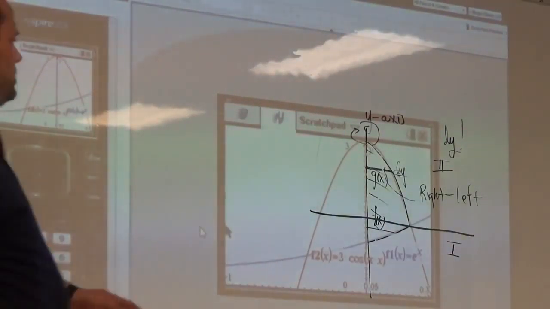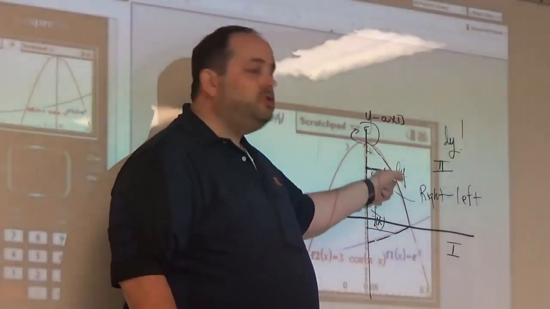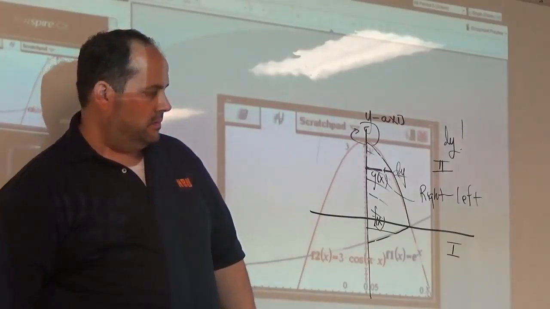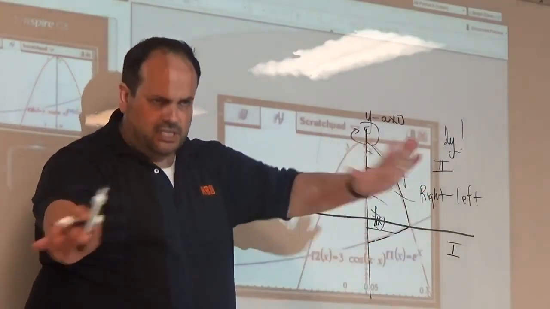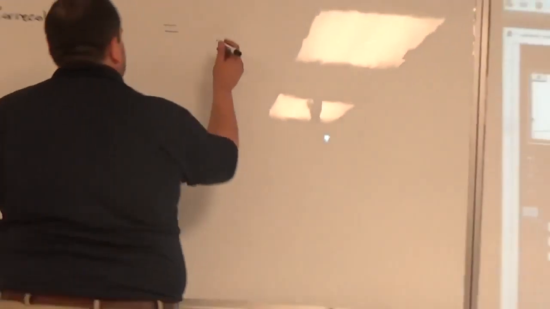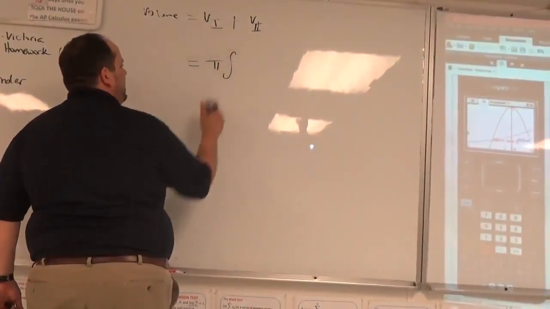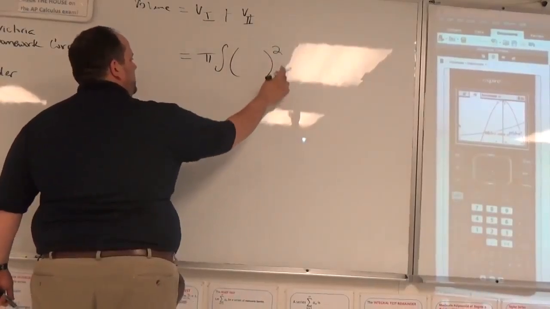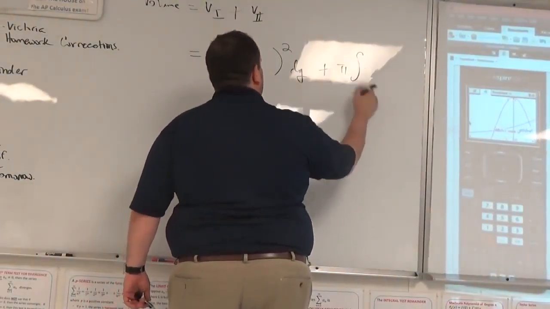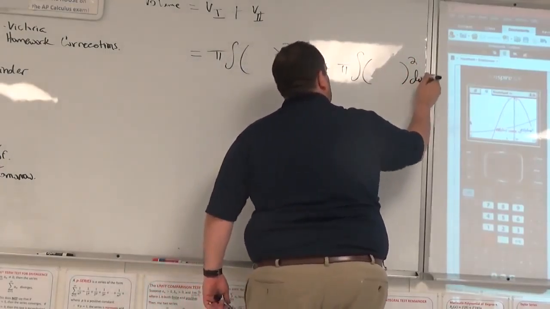Now, easy question. When I take these two regions and I spin them, solid or hollow? Solid, we're good? So if it's solid, then your setup's not too bad. Pi, integral, something squared, dy, plus pi, integral, something squared, dy.